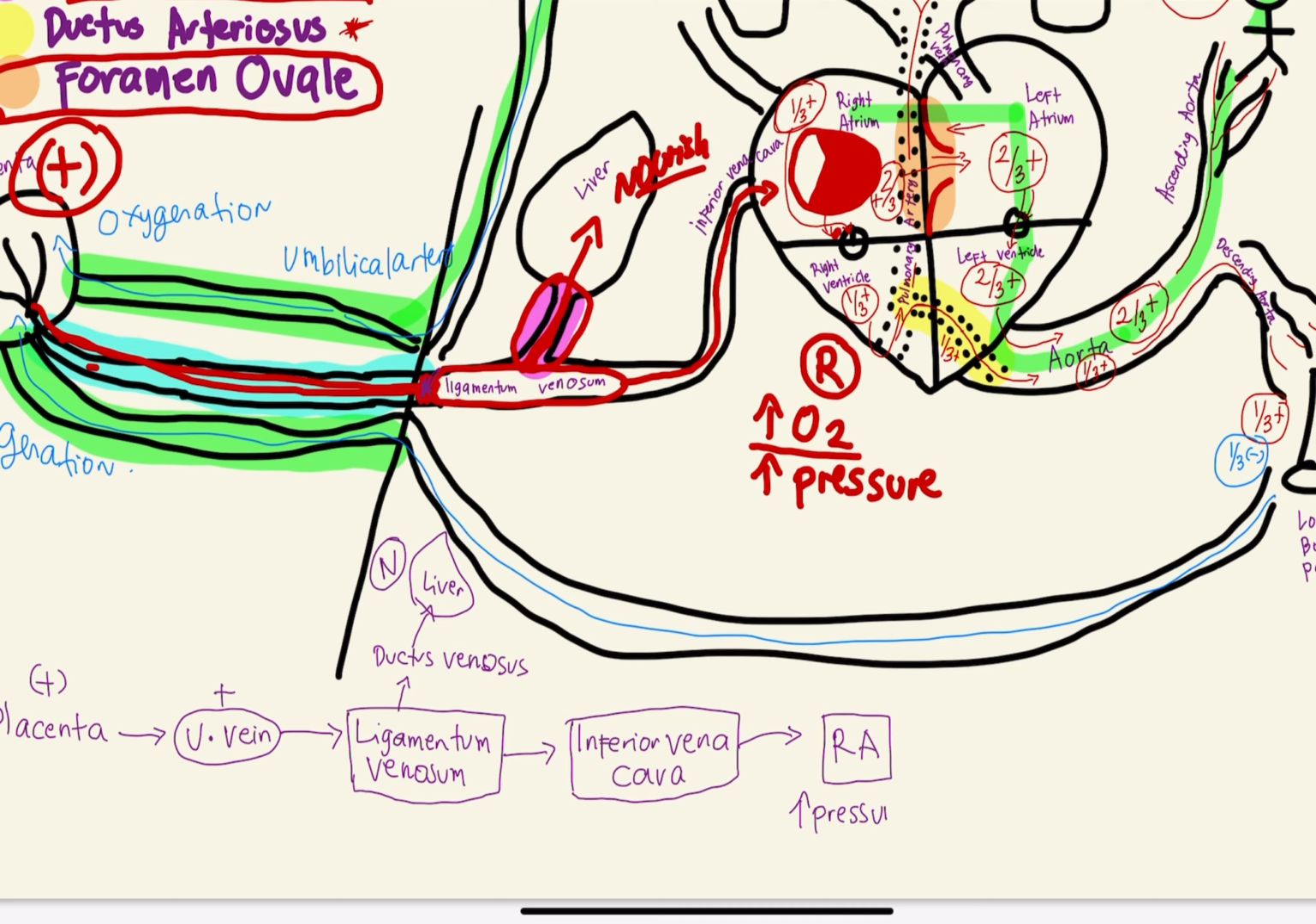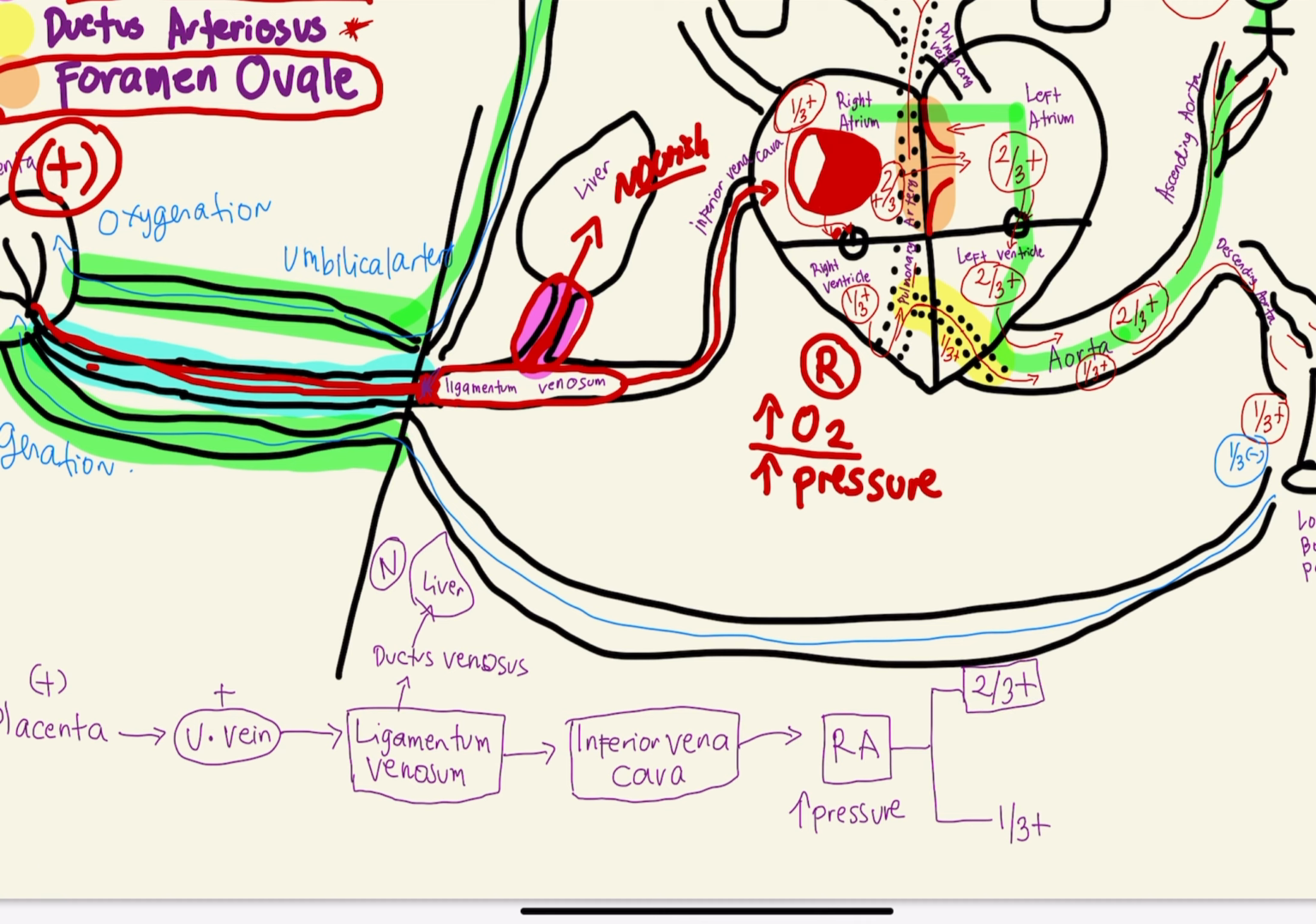So what will happen? Because of the very high pressure, mahahati yung dugo. Yung isa, magiging 2/3 oxygenated blood. Yung isa, magiging 1/3 oxygenated blood. Okay, so unahin po natin yung 2/3 oxygenated blood. Saan po siya pupunta next?